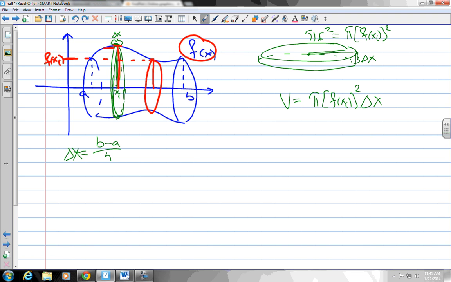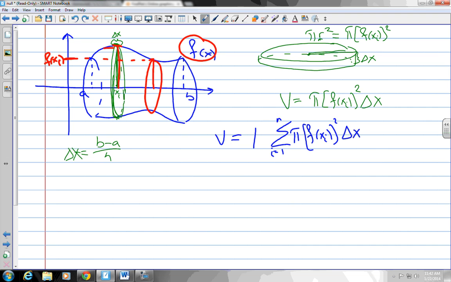But for now, we're okay with how we found the volume of this one little cylinder, disk, whatever you want to call that. So we're going to add them all together. This gives you a sigma. So the volume itself will be the sigma as i goes from 1 to n, pi f of x sub i squared delta x. So that's the sum of the finite number of cylinders.